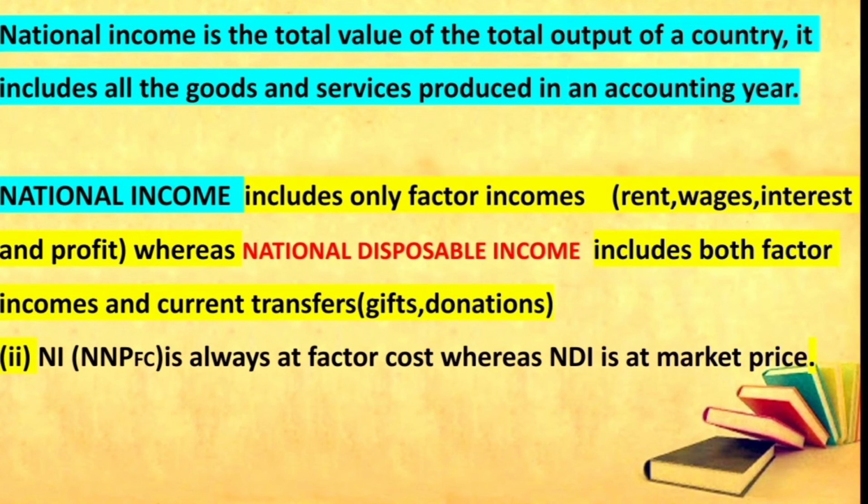And another major difference is that national income is always expressed at factor cost. But NDI, national disposable income, is always expressed at market price. That is, national income at factor cost does not include net indirect tax. But national disposable income at market price includes net indirect taxes.